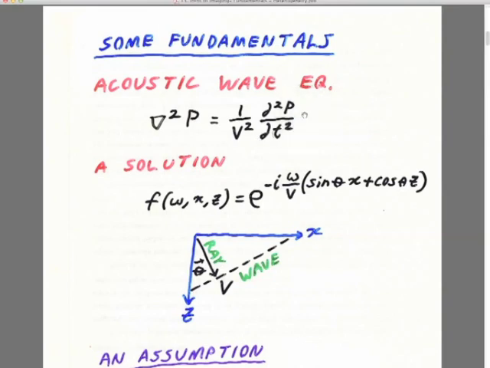Okay, so the pressure field really has four dimensions. The pressure field varies in x, it varies in y, it varies in z, and it also varies in time. And that's how you get waves. So this equating of the spatial derivatives to the time derivative through the velocity is really the essence of the wave equation.